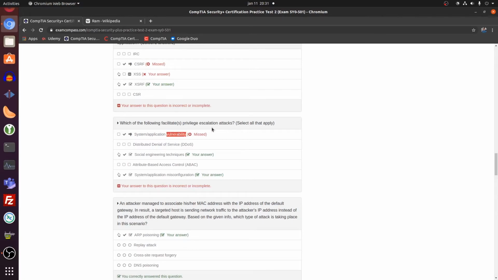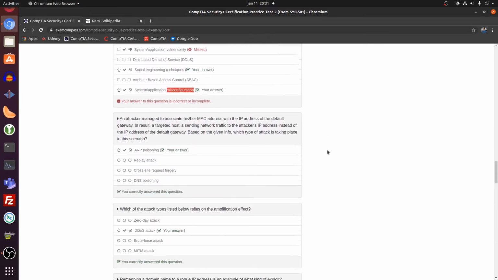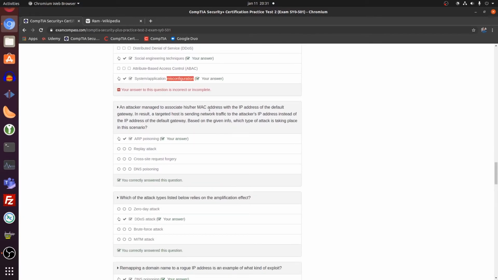Vulnerability. Of course, could also be a vulnerability. It doesn't only need to be misconfiguration. So social engineering, a vulnerability, and a misconfiguration. Okay, yeah, makes sense. Okay, ARP poisoning was good. ARP has to do with computers talking to each other, and when a MAC address, that's a hardware address, is bound to the IP address of the default gateway, then you're ARP poisoning. Network stuff. Yeah, it was good.